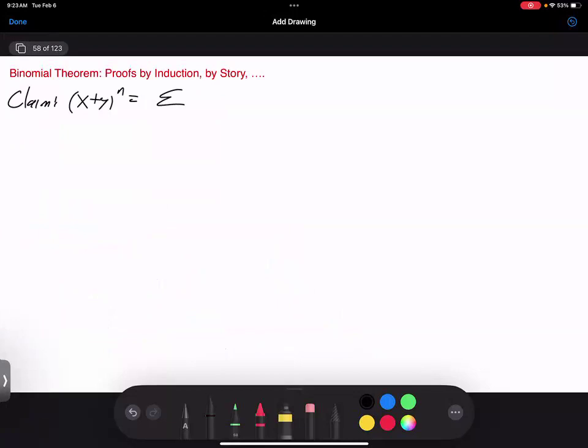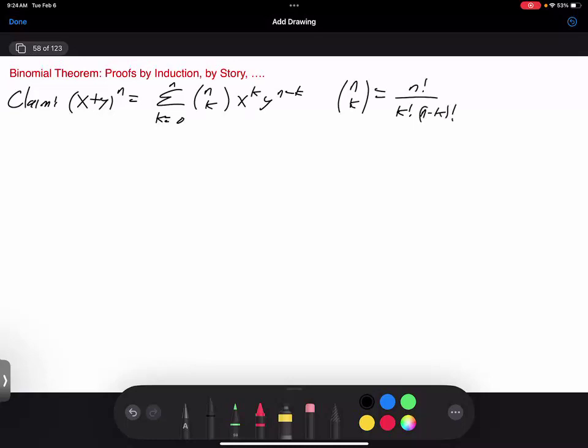Sum, k goes from 0 to n, n choose k, x to the k, y to the n minus k, where n choose k is n factorial over k factorial, n minus k factorial. Has everybody seen these combinatorial coefficients? This is the number of ways to choose k objects from n when order doesn't matter. And here's the proof.